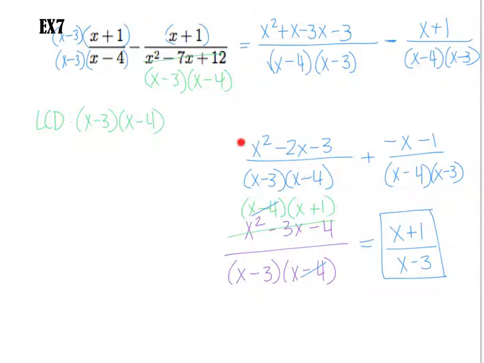So x squared doesn't combine with anything over here. Negative 2x can combine with negative x, and that becomes negative 3x. And negative 3 combines with negative 1 and became negative 4.